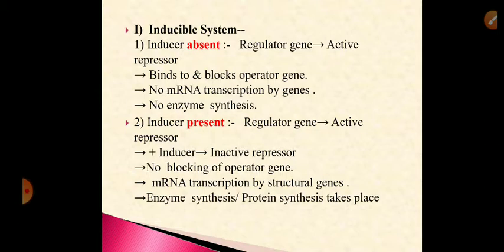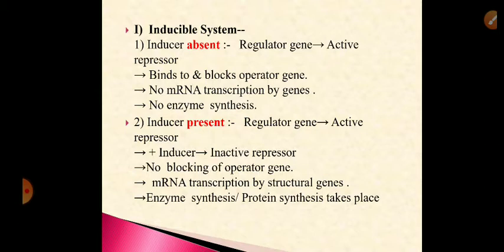Second case, inducer is present. Again, regulator gene will produce active repressor protein, but the active repressor protein combines with inducer. Rather, you can say that the inducer combines with the active repressor protein and converts it into inactive form. How? Inducer binds to the active repressor, brings about conformational change in the repressor and makes it inactive. When the repressor protein becomes inactive, it cannot bind operator gene because it loses its structure, shape, configuration.